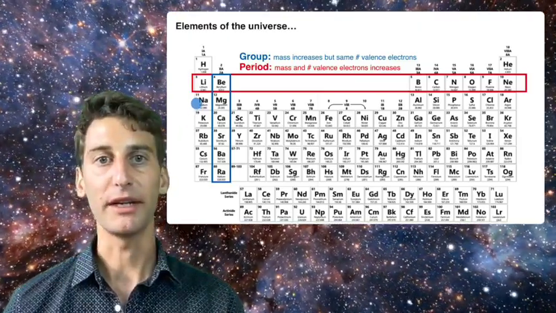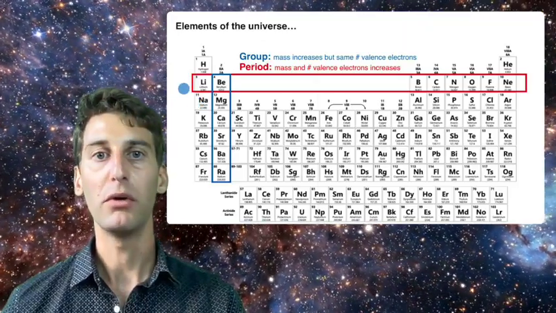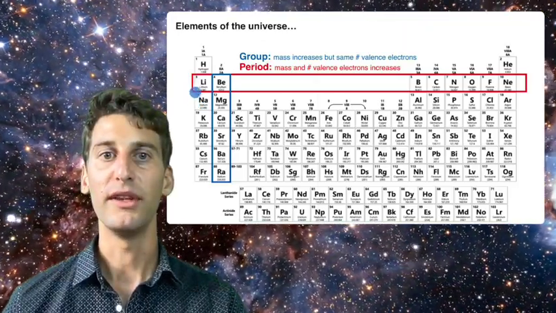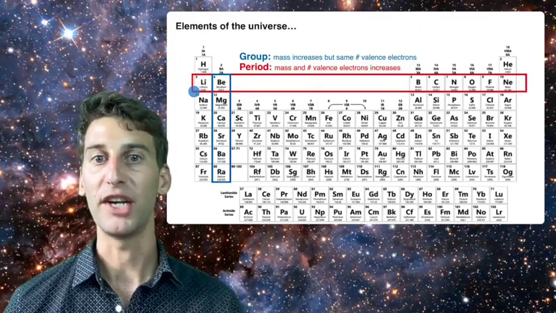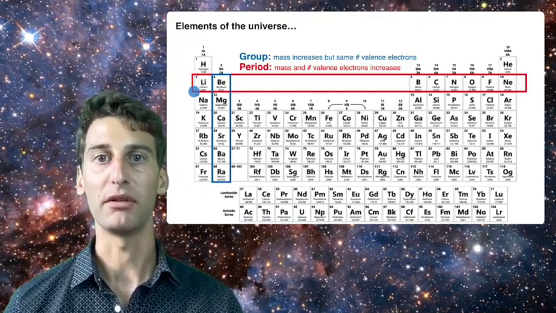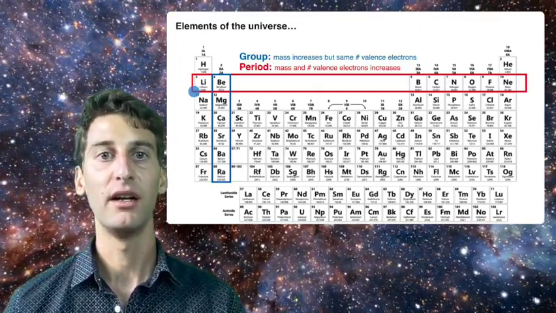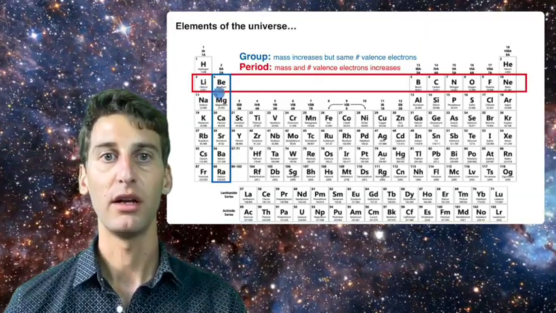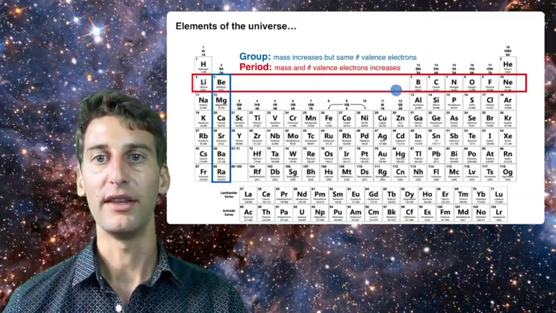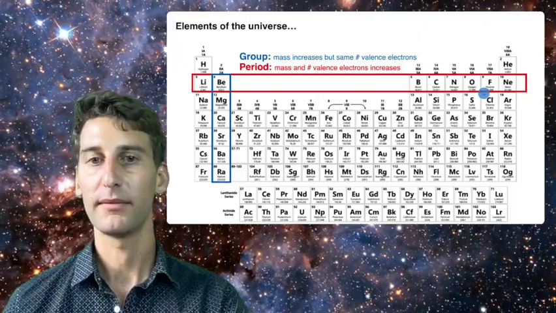Whereas going across the periodic table, along a row or a period, the chemical properties of each element change pretty dramatically. This is because the number of valence electrons is changing. Lithium has 1 valence electron, beryllium has 2, and this increases all the way to the right.